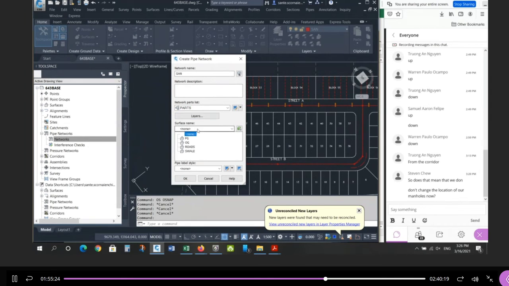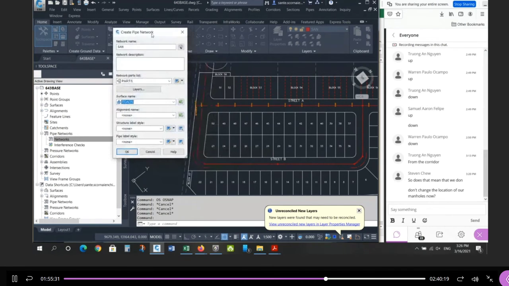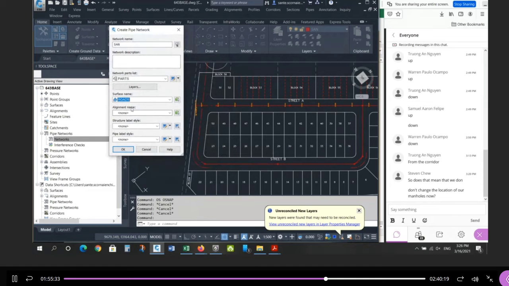The next thing I want to look at is the surface. This is the corridor, the roads, that establishes the top of the maintenance holes. The alignment name, well, you're going to have to do this twice probably. The alignment name actually depends which road you start with. I'm going to start with street B. I want to start here. Remember, these are the higher values, right?